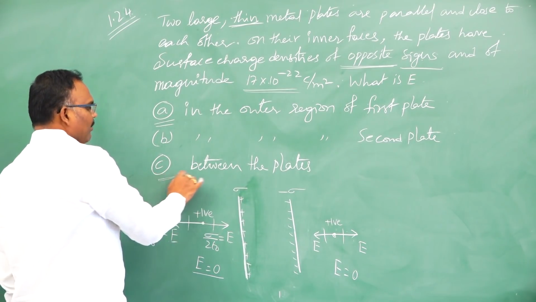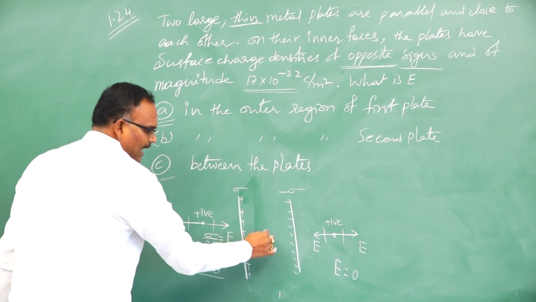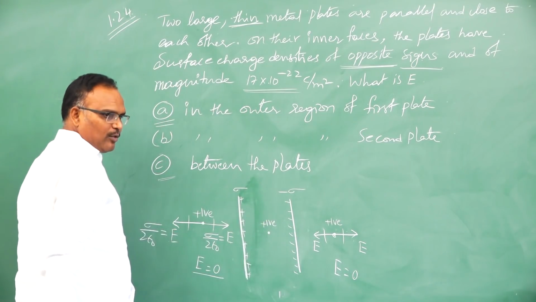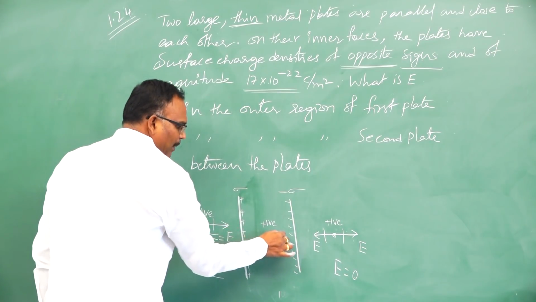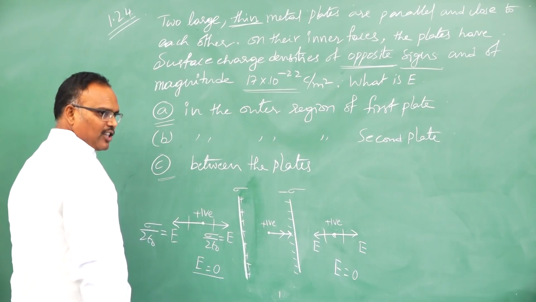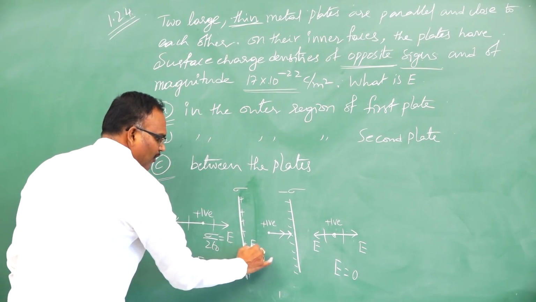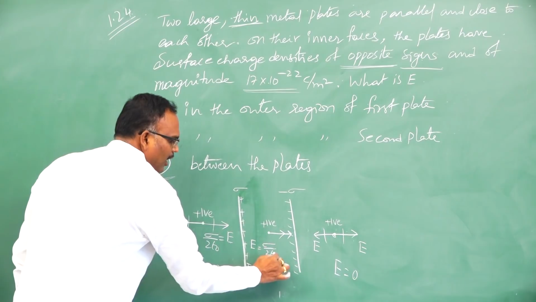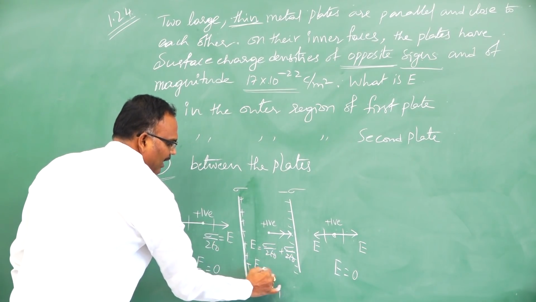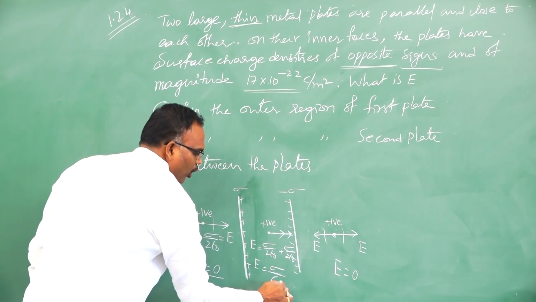Cancel. So here the net electric field is again 0. Now I need to answer between the plates. So I'll select a point somewhere here. I have to imagine a unit positive charge here. The positive plate repels, the negative plate attracts. Both are in the same direction. So the net electric field will be sigma by 2 epsilon naught plus sigma by 2 epsilon naught. That is, the electric field is sigma by epsilon naught.